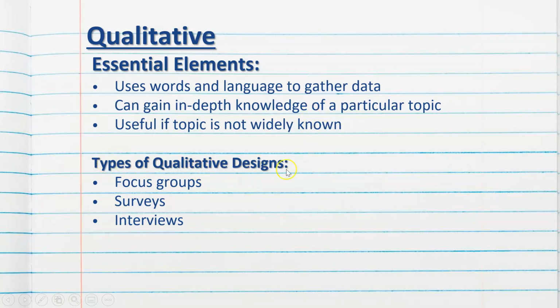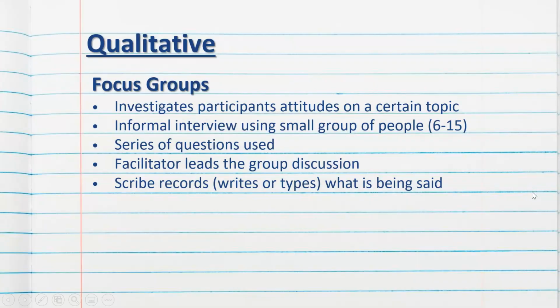So there's different types of qualitative designs, like I just said. So often we do a lot of focus groups. We conduct surveys, and we can also conduct interviews. Focus groups are definitely one of the more popular options for a qualitative design in psychology. A focus group investigates participants' attitudes on a certain topic. So we gain their attitudes, their opinions, and what they think about a certain topic. Basically, it's an informal interview using a small group of people, usually between 6 to 15. It can be more than that, but that's about average.